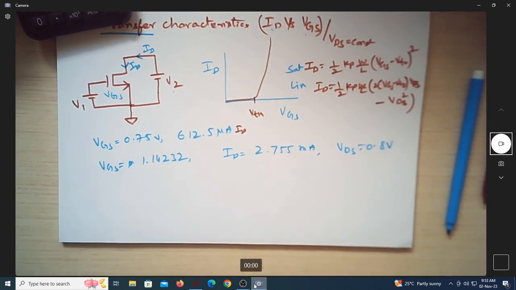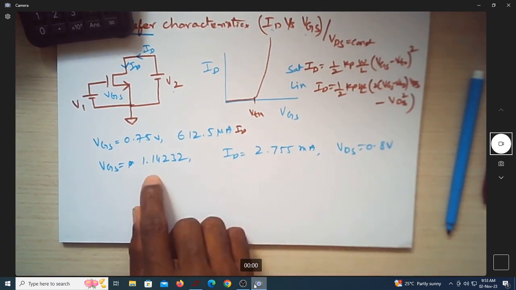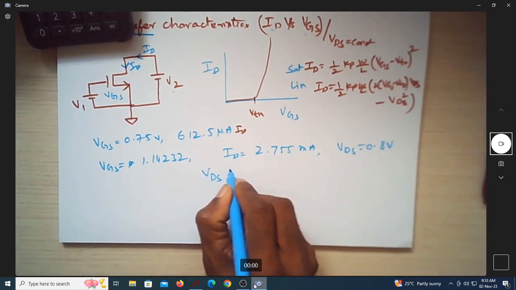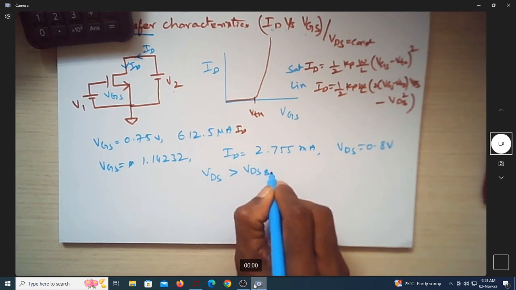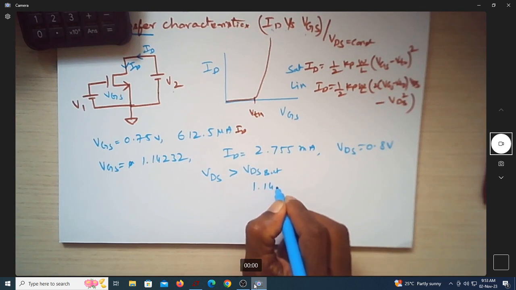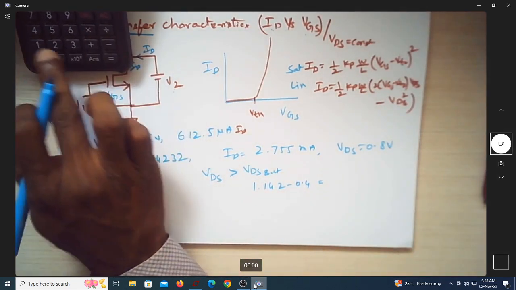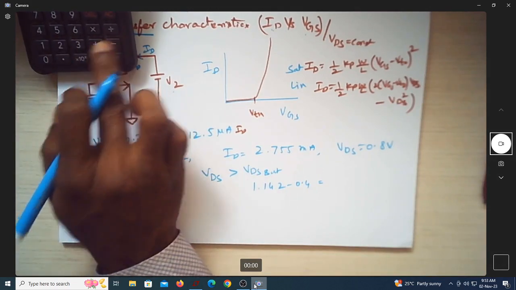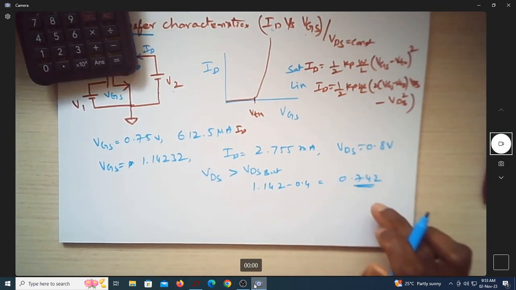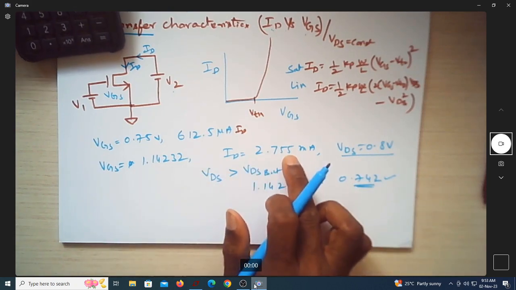Suppose this is a value of VDS such that it is in saturation condition, so what should VDS be? VDS should be greater than VDS SAT. So what is VDS SAT? VDS SAT is 1.142 minus 0.4, which is 0.742. So since the value of VDS is more than this, this current should be the saturation current.